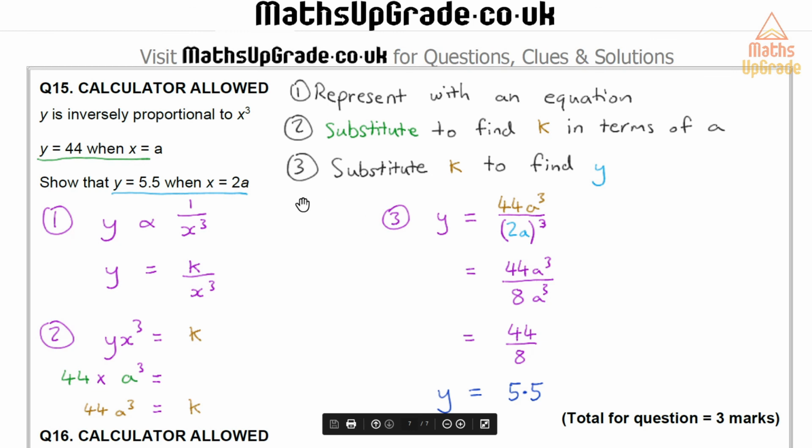Now I can substitute these values here to get the value of y. So y is 44a cubed divided by x cubed, where x is now 2a, so 44a cubed divided by 2a all cubed, which gives me 44a cubed over 8a cubed, and then a cubes cancel, so 44 divided by 8 is 5.5, and that there was 3 marks.